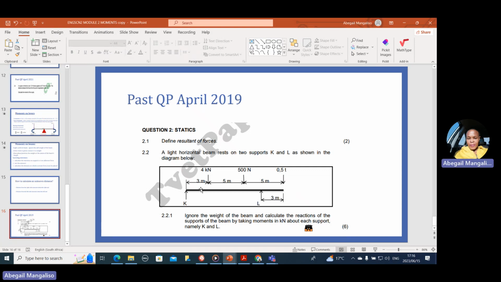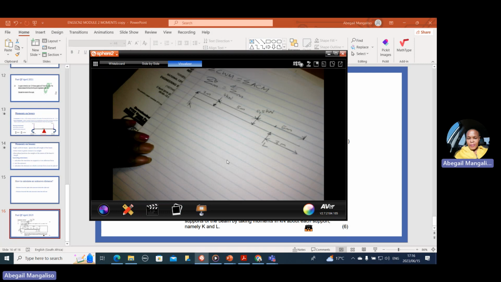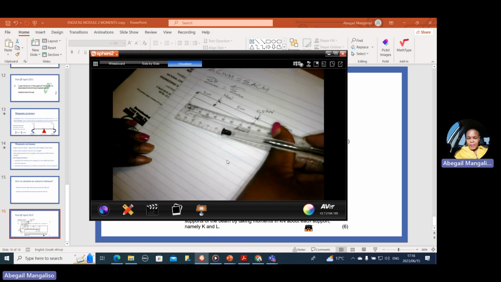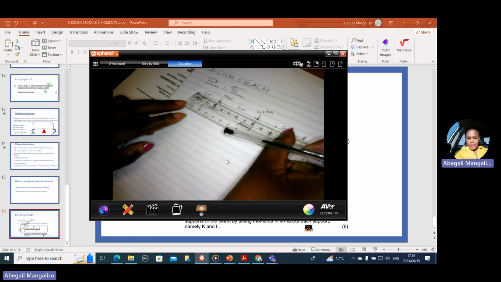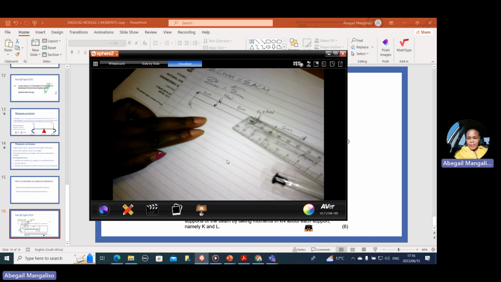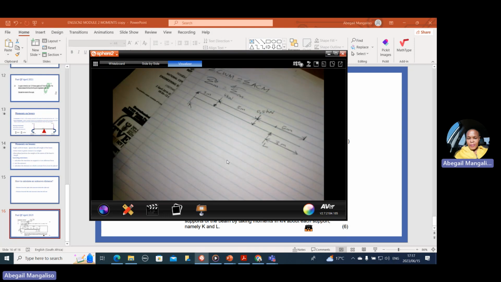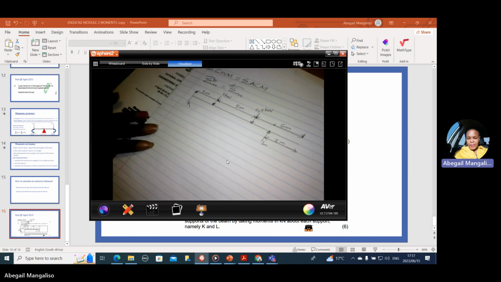Now, in order, this is K. I have sketched the beam. Here is the sketch of the beam. I use the ruler to measure 3 meters from the left. And this load, 5 meters distance, this load, 5 meters and 3 meters, and place the support accordingly.